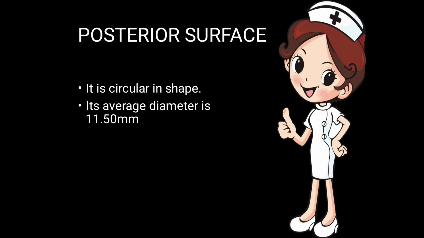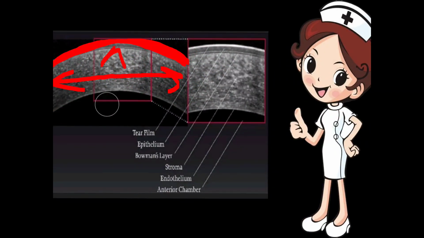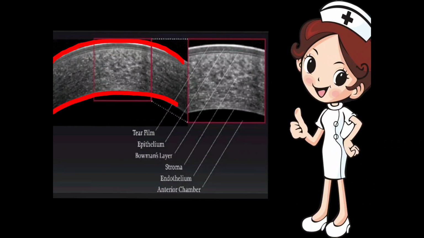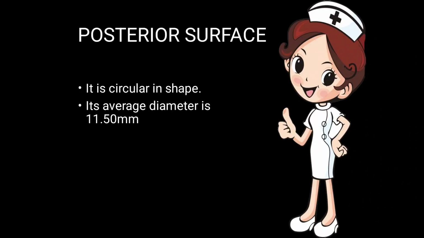Next one is the posterior surface. The posterior surface is circular in shape. The back surface is circular in shape, and this one is somewhat elliptical, and this one is circular in shape, and it has an average diameter of 11.5 mm only.